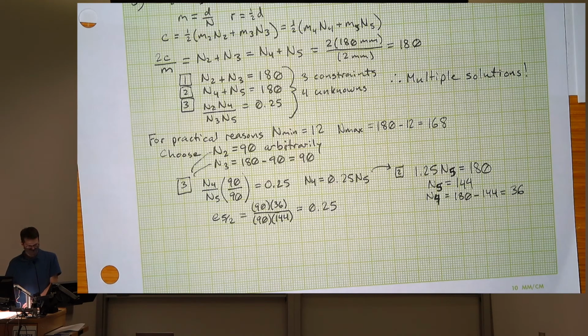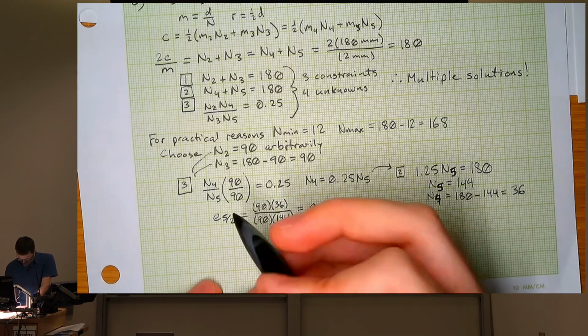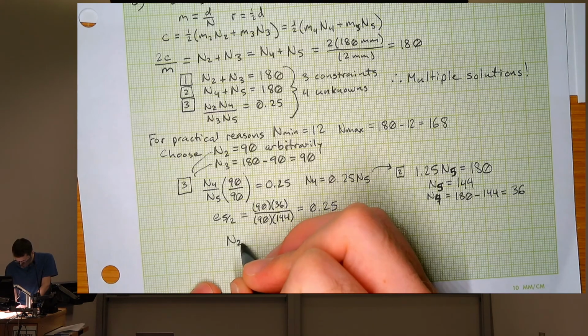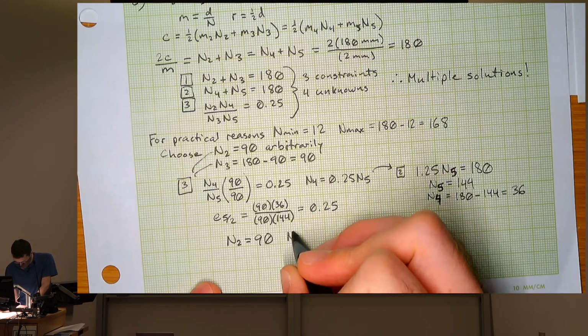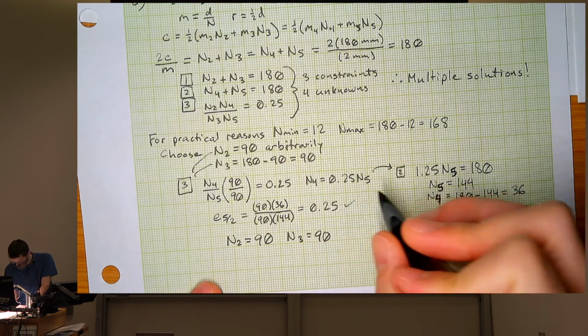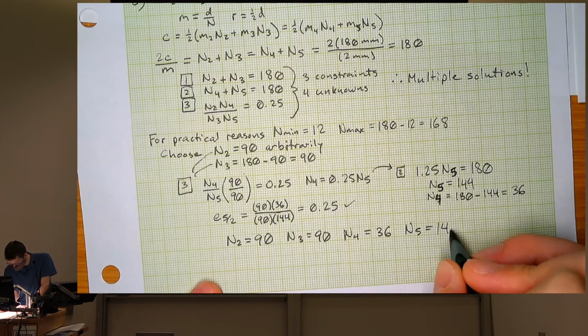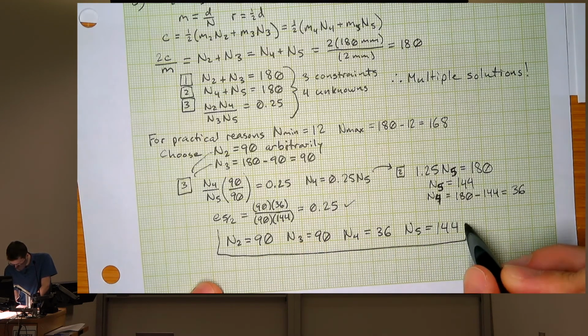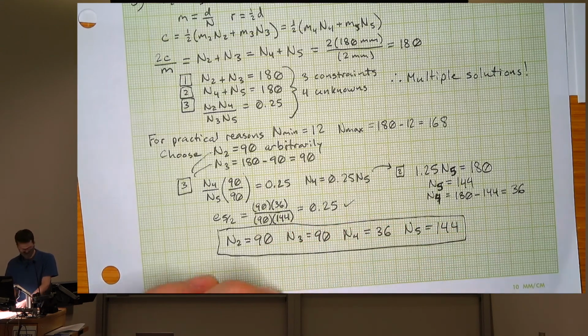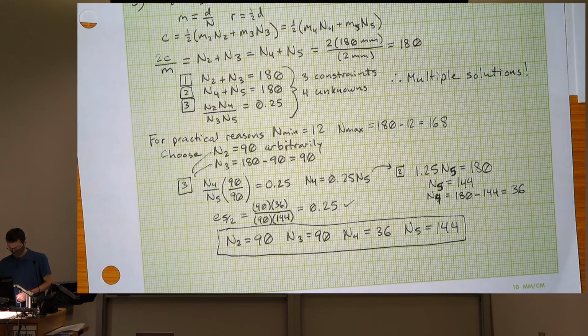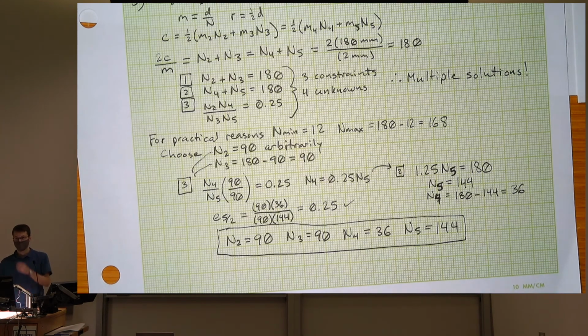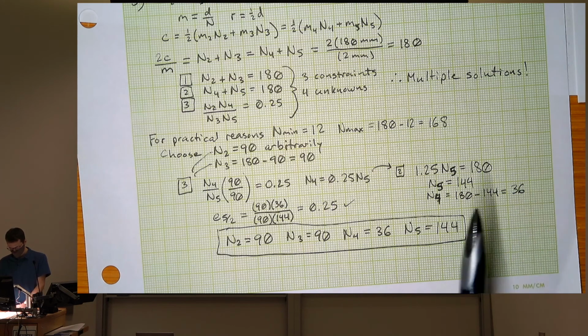Okay, and for these problems, because we're kind of all over the place when we're writing down our various numbers, I would recommend that you write your final answer at the bottom of the page like this. N2 equals 90, N3 equals 90, N4 is equal to 36, N5 is equal to 144, and then put a big old box around it. Make it easy for the marker to find. Okay, so this is one possible solution, and it gave us exactly what we wanted for our output, which is 0.25.